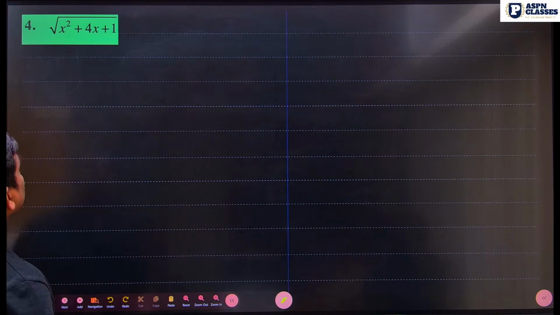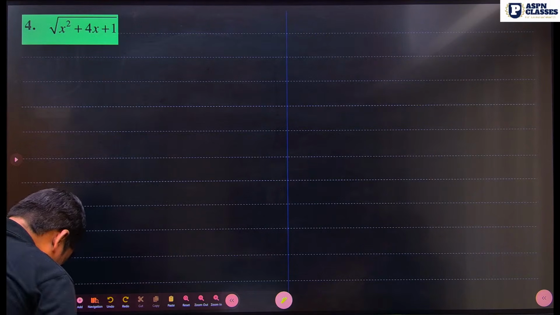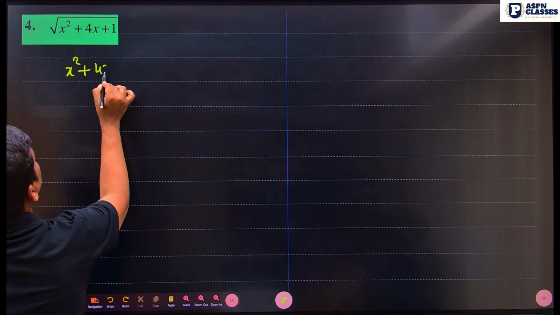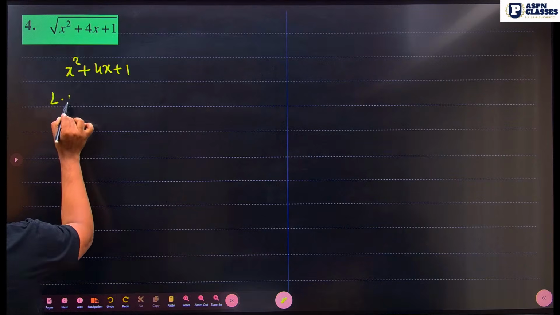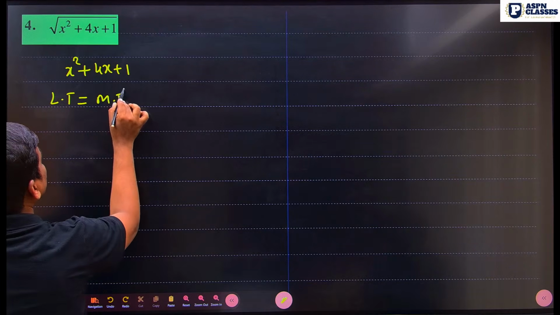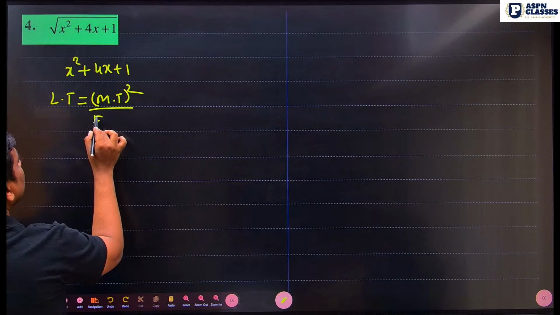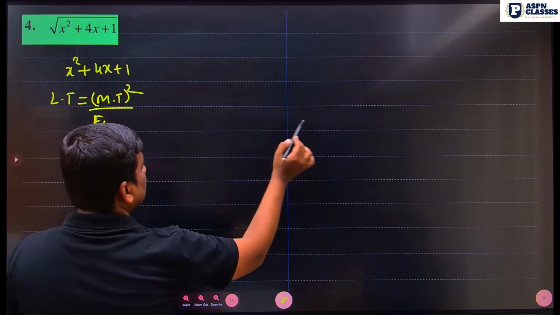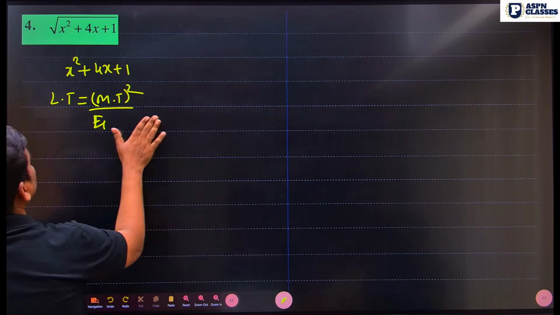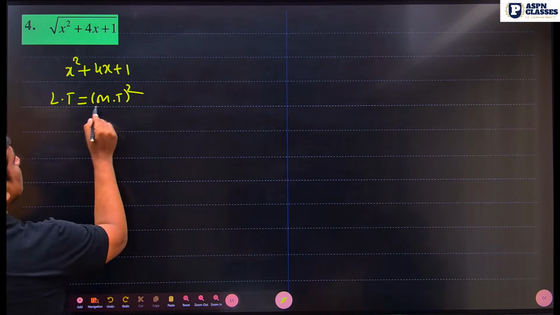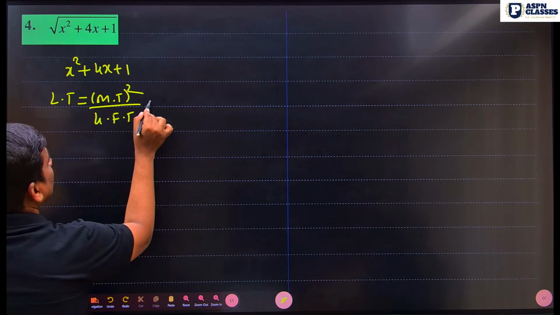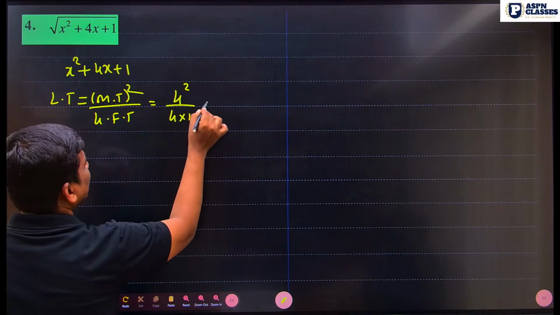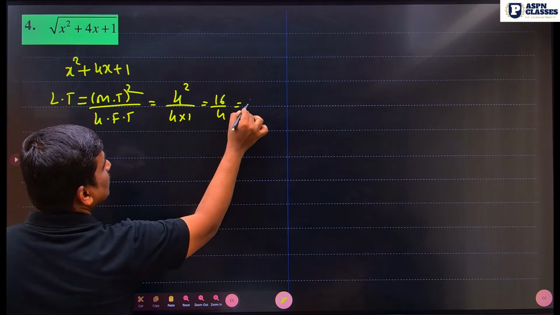Next question. Okay, again we get the same type of question. So first we need to simplify x square plus 4x plus 1. Applying the last term formula: middle term whole square divided by 4 into first term. Middle term 4 square divided by 4 into 1. Again same result, 4 is the answer.